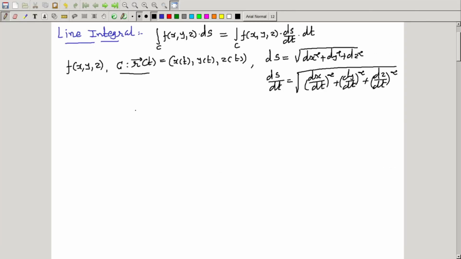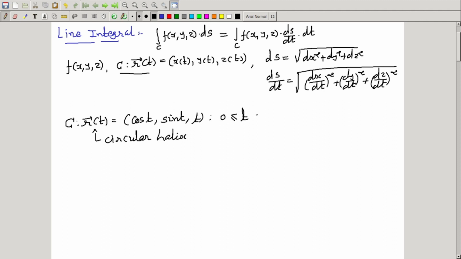So let me explain this curve. This is very important curve. The curve C is this. This is equal to cos t, sin t, and t. Right. This is circular helix. Circular helix. Right. It bounds by t, 0 less than or equal to t less than or equal to. Right. You can write anything here: 2 pi, 3 pi, 4 pi, 5 pi, 6 pi.